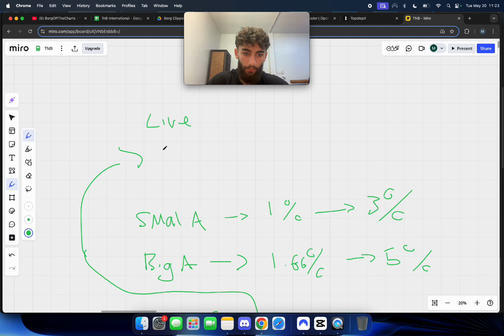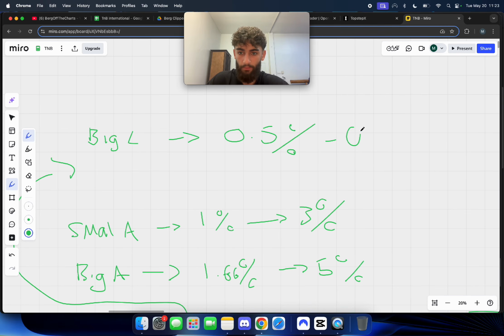Live, and then we'll do big L, so big live. I'm doing 0.5% on most of them. Some of them I'm doing 0.7. So 0.5 to 0.7% risk on the big Ls. On the small lives, so this is like the Topstep and all that sort of stuff, on Topstep I'm risking the same, to be honest, so 0.5%.